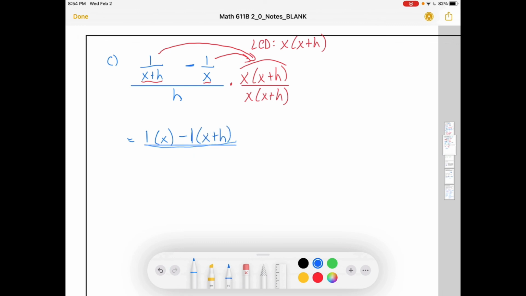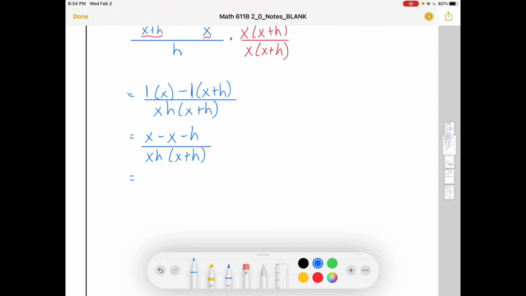And on the bottom, what will I get? Well, I'll get x times h times x plus h. I mean, that really means brackets around each of these, but it's unusual to show brackets around just regular terms. At this point, we can clean up the top a little bit. So we'd have x minus h, and that's over xh by x plus h. Okay, and I can't divide out terms. I have to work it all through and then maybe divide out some factors.